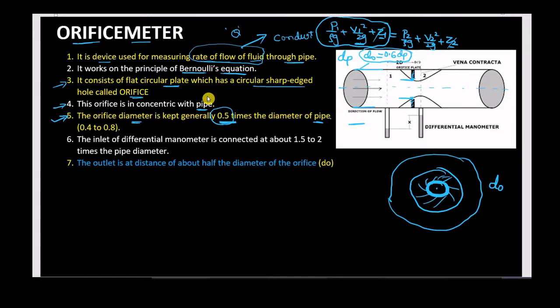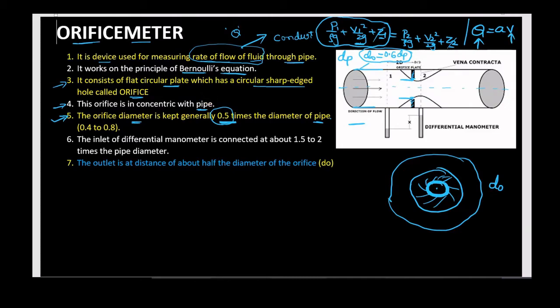Now the orifice is used for measuring discharge. Discharge depends upon area into velocity. That already we know the formula. What is the formula for discharge? Q is equal to area into velocity. That is the continuity equation.